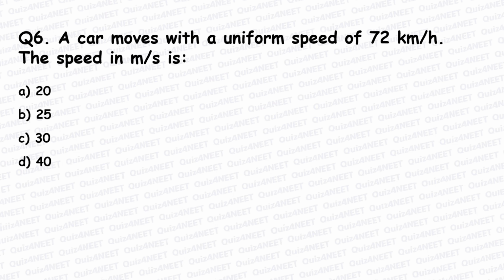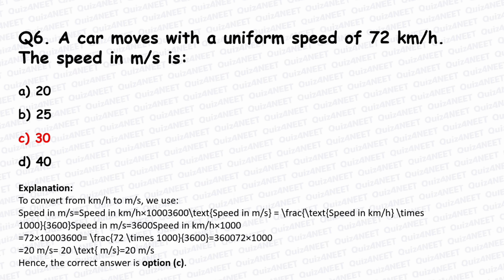Q6. A car moves with a uniform speed of 72 kilometers per hour. The speed in m/s is A. 20, B. 25, C. 30, D. 40. Explanation: To convert from kilometers per hour to m/s, we use speed in m/s equals speed in kilometers per hour times 1,000 divided by 3,600, which equals 20 m/s. Hence, the correct answer is option A.